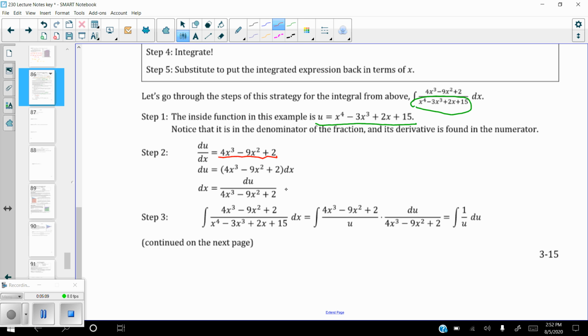Now what I'm going to do is replace in the original integral all of this where the dx is. It's going to go there. And then u was all of this. So as you can see, we put the u there and we put the dx right here. And the nice thing about this one in particular is that that cancels that. So then you just end up with 1 over u du. That's going to be a really simple integral for us to do, which we'll show on the next page.